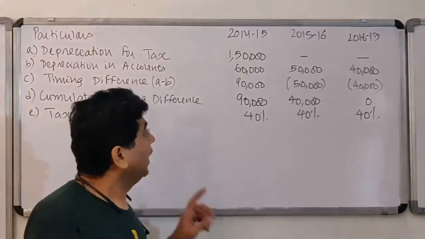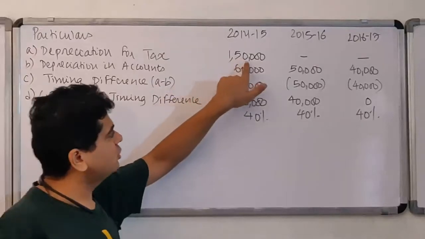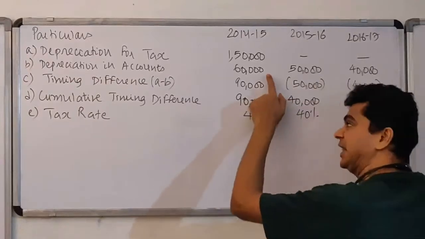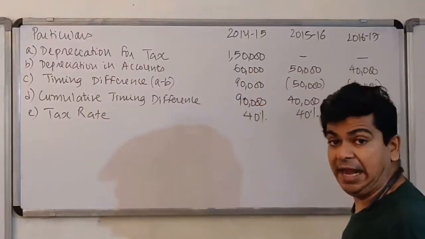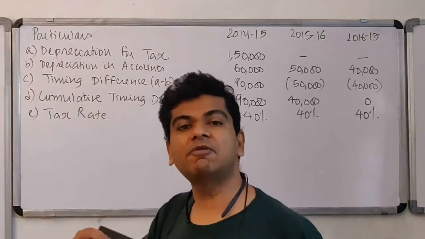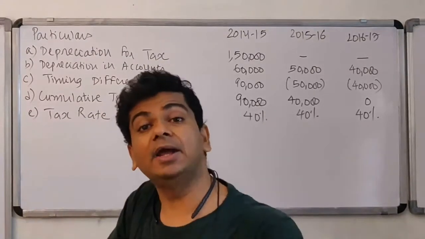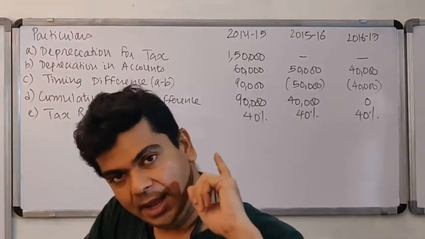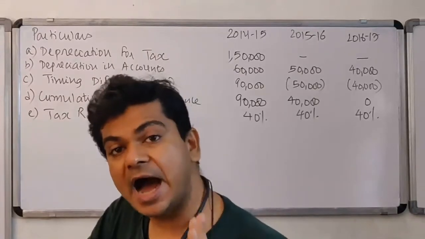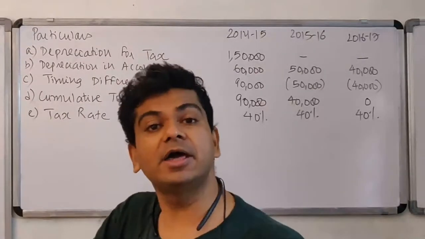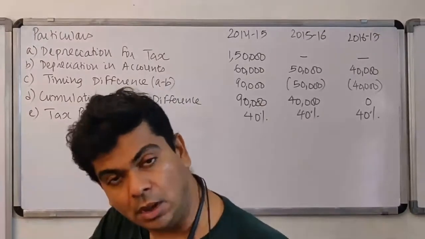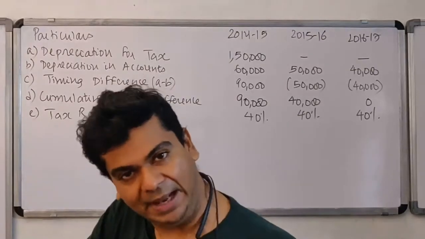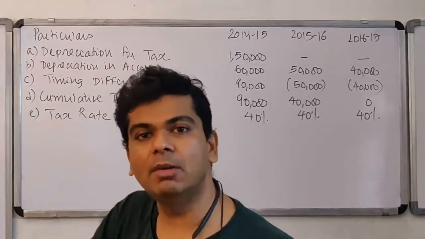What do you say? In the first year, depreciation for tax will be 1,50,000, but in accounts it is only 60,000. That means for income tax, you are claiming 90,000 rupees of extra depreciation. For income tax, your depreciation is higher. Tell me logically, put it logically. In income tax, your depreciation is higher by 90,000 rupees. Higher depreciation for tax means lower taxable income. Lower taxable income means you will pay less tax. So in the current year, you will pay less tax.